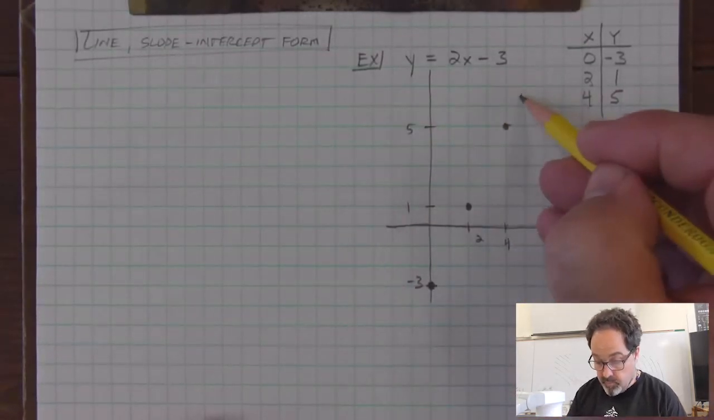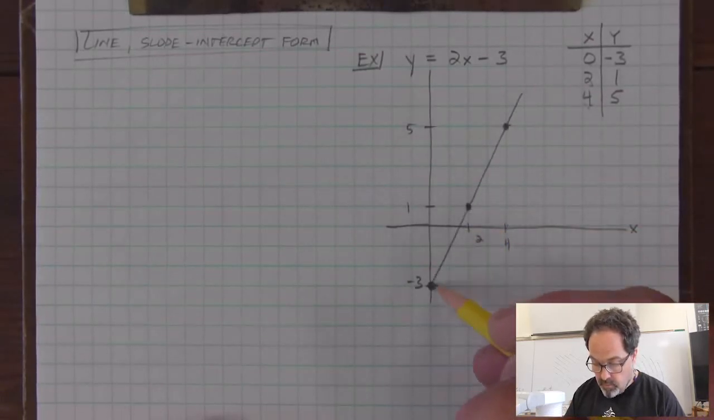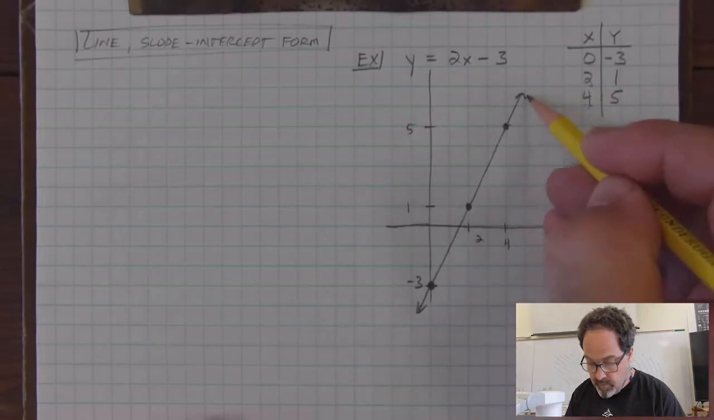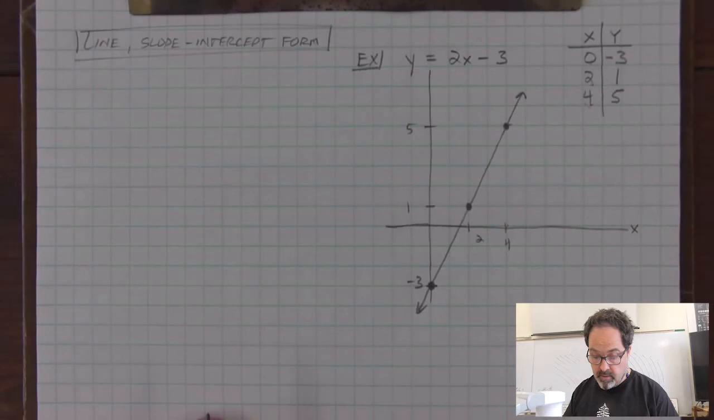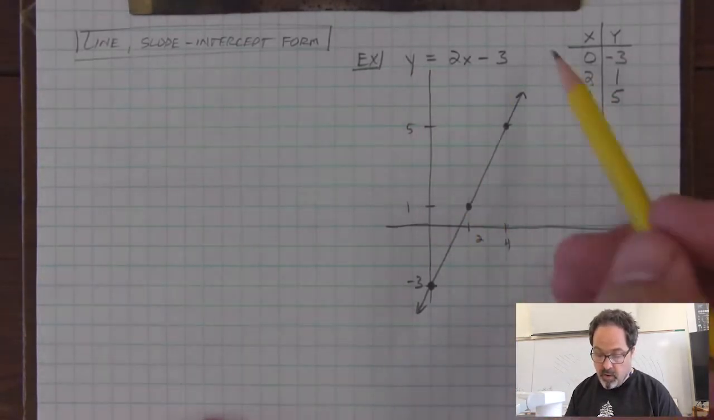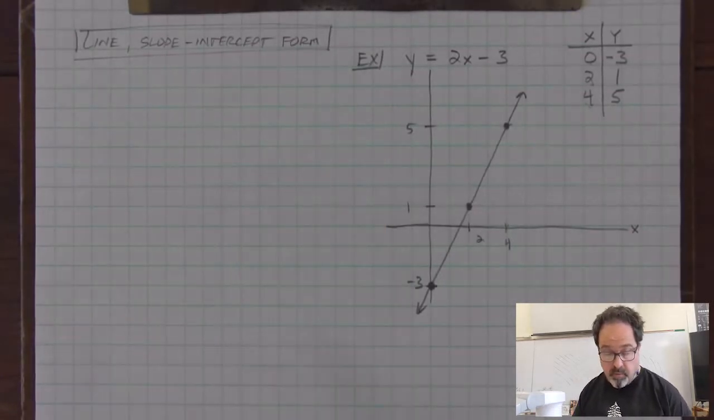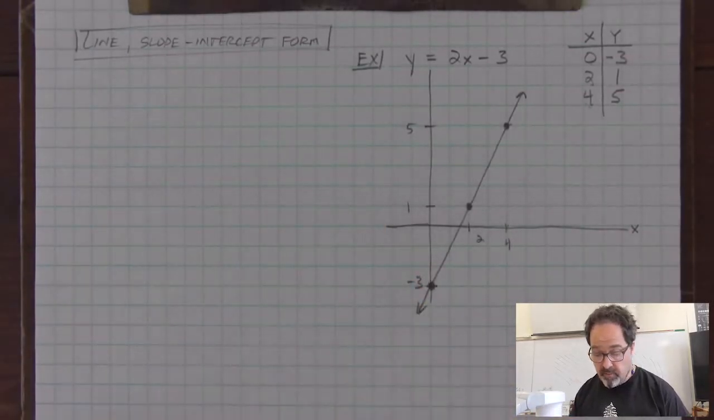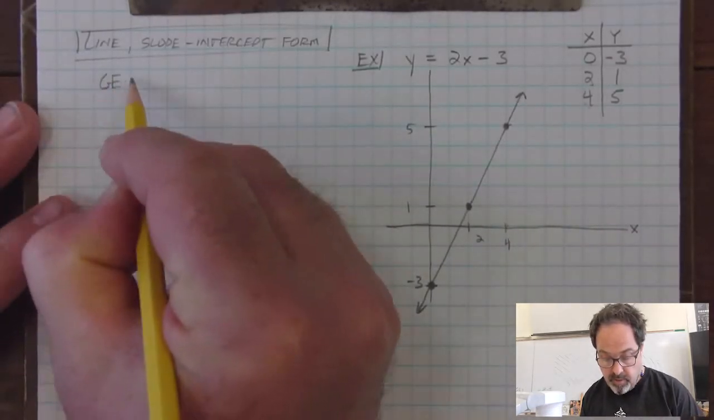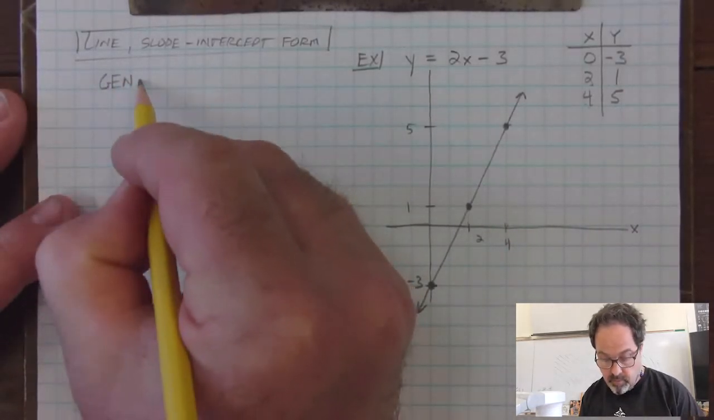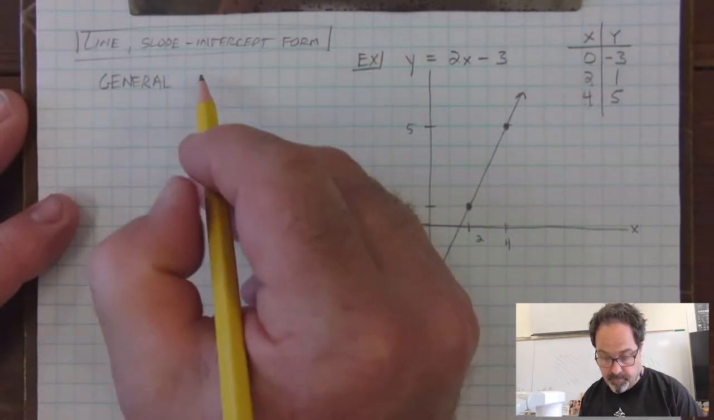I can connect these points to represent the entire equation. The graph of this equation is a line. Graphing this way always works. But with the slope-intercept form, we might be able to speed things up in our graphing and understand some things about our line. We're going to write what we call the general slope-intercept form of a line.